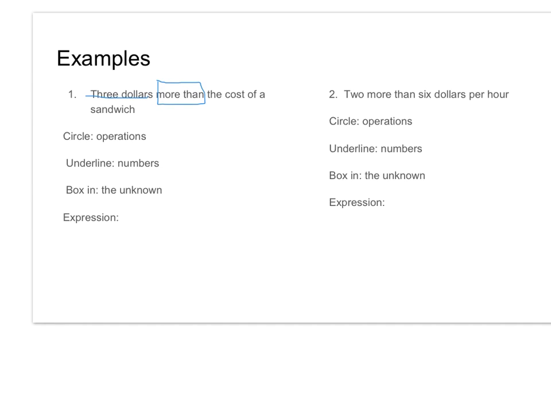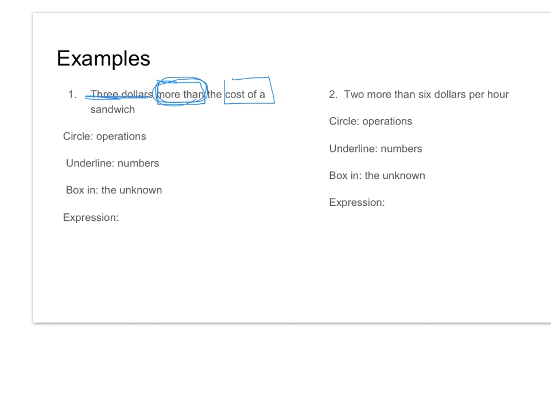And we need to box in the unknown. Do we know the cost of the sandwich? If it's not given to us, then we do not know it. So let's box that in. So we circle our operations, we underline the numbers that are given to us, and I box in our unknown, the cost of the sandwich.